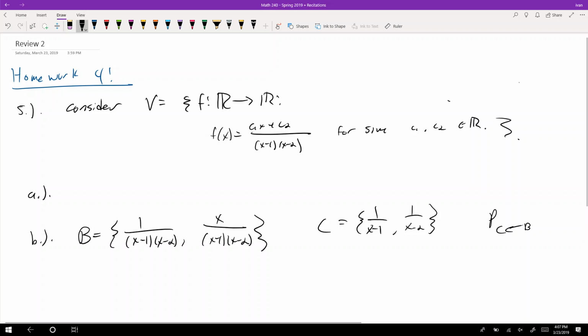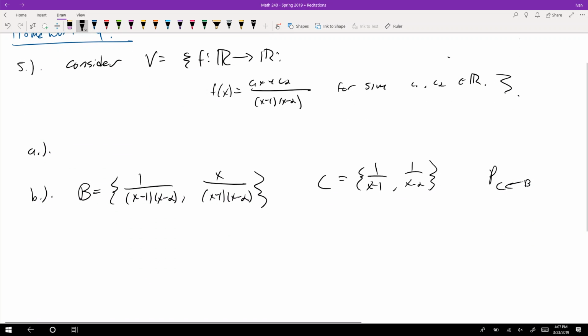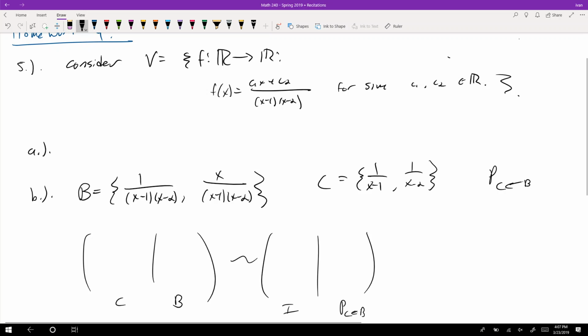Okay, so the important question here is, when we have a change of basis matrix, it's really tempting to try to put this into some augmented matrix and say this is C, this is B, and then try to reduce it. So in general, this should work. And then once we reduce it to the identity matrix on the left-hand side, we have P from B to C on the right-hand side. And notice the way we put it in this way is that B is on the right, C is on the left. But why doesn't that work in this case?